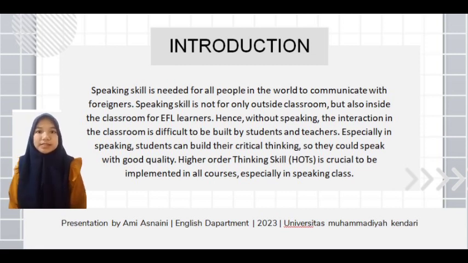Furthermore, C6 or creating is the highest level of higher order thinking skill, HOTS, and at this level students should create something in speaking class. For example, students could speak based on their own work based on the topic that has been decided by the teacher. They could give suggestions and recommendations about the material and other creations.